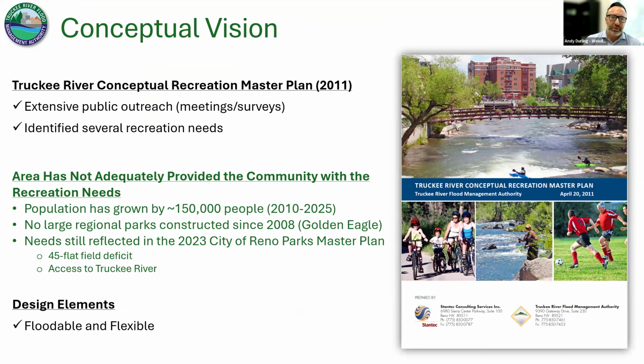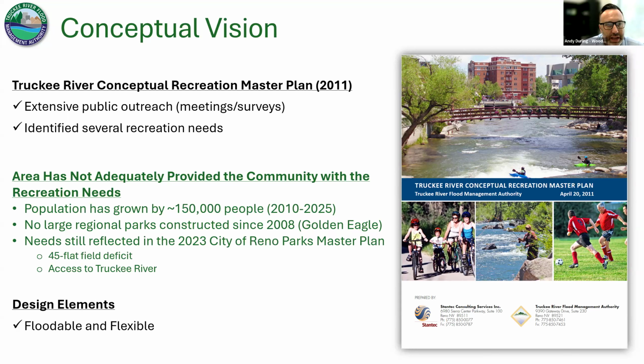So we prepared a conceptual vision memo, and what we want to identify in that memo is how we came about with these two alternatives that we're going to be presenting today, and we presented previously, albeit in a little bit more generic form. These alternatives are based on previous work that was done. Back in 2011, there was a Truckee River conceptual recreation master plan that was conducted.